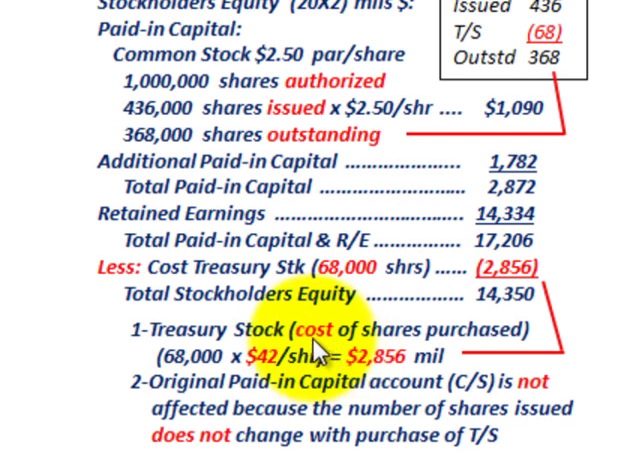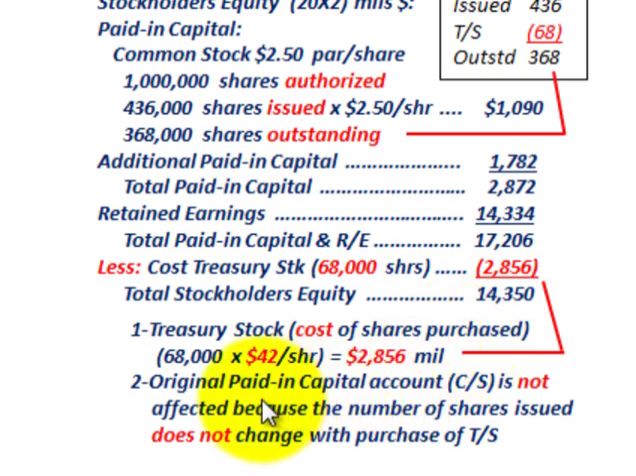And remember, we determined that on a per share basis for 20X2, it was $42 per share, times the total number of treasury shares being held, 68,000, which gave us that $2,856,000 worth of treasury stock that had to be subtracted out to determine total stockholders' equity.